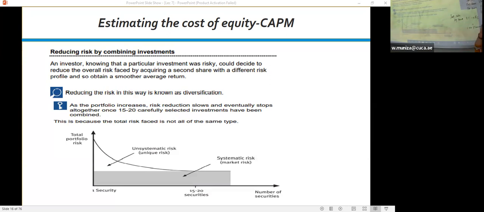As the portfolio increases, the risk reduction slows and eventually stops altogether once 15 to 20 carefully selected investments have been combined. So my dear students, by diversification, the risk can be reduced, but after reaching a certain point, it is going to remain constant because it is only unsystematic risk which can be reduced by diversification. Systematic risk is the same for all of the companies in the market. That is why the risk cannot be reduced below this point. So I hope that you are clear about systematic and unsystematic risk, students.